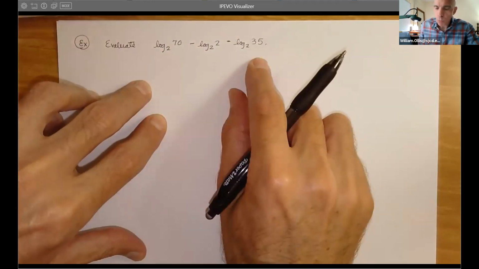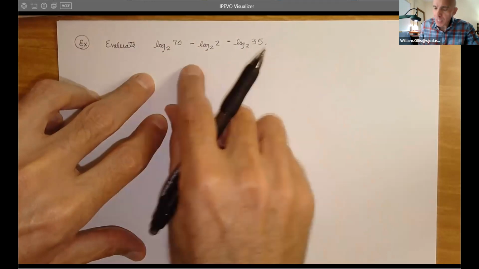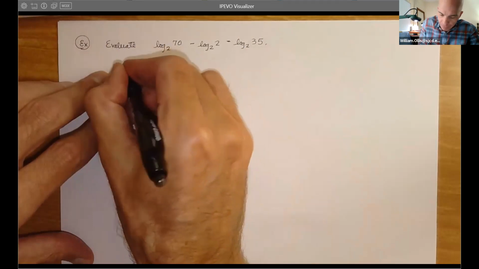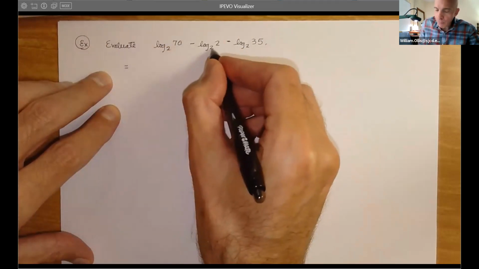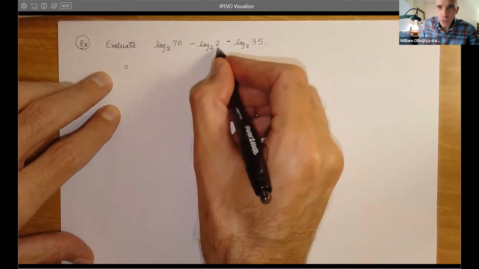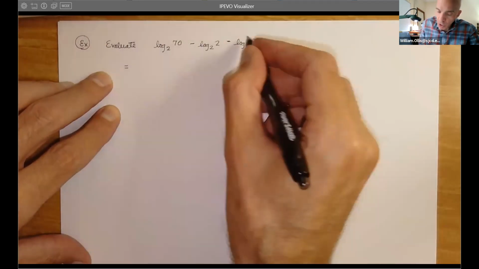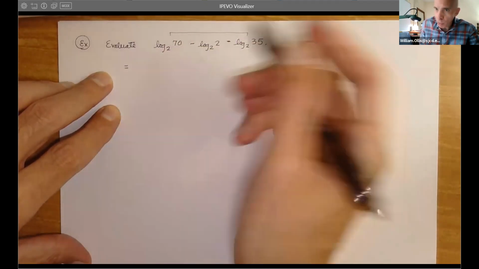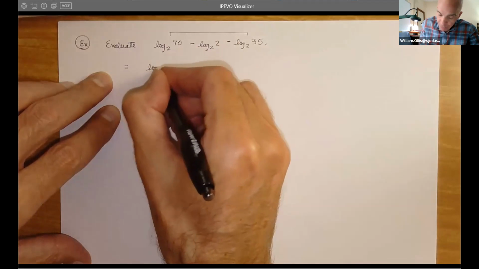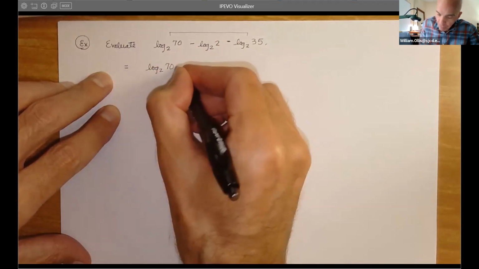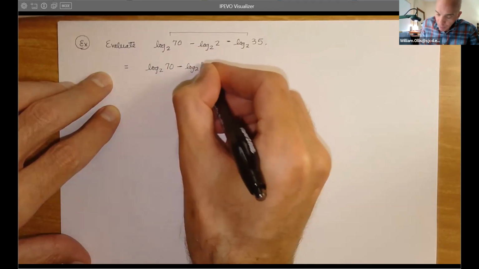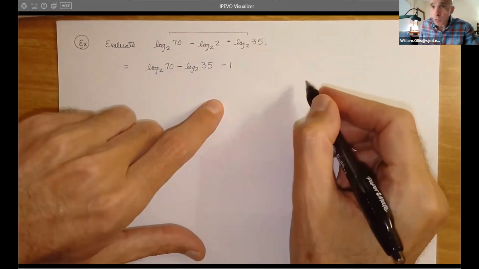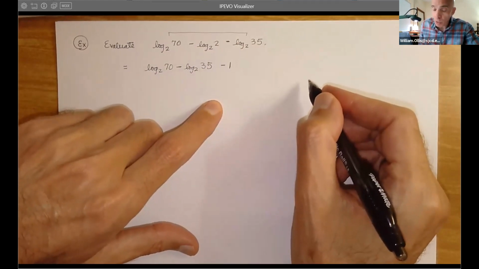So when we look at this and WebAssign says evaluate, we're going to see if we can do this based upon the identities that we have. Now, first off, if you look here, this is just a power of the base. 2 is a power of 2, which is 1. So what we can do is go ahead and group these two terms together, and that's just a -1, so we're done with that one. So we have log base 2 of 70 minus log base 2 of 35, and then of course -1. What power of 2 equals 2? 1, the first power. So what's a logarithm?